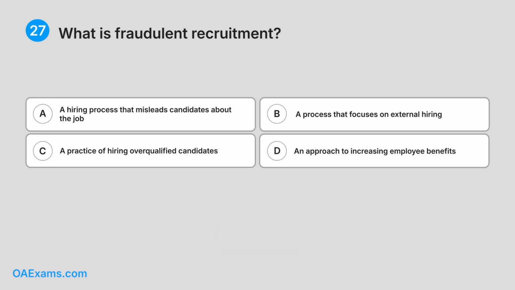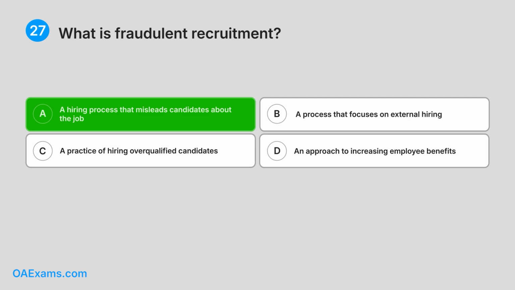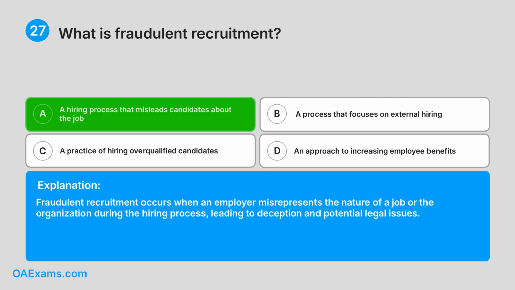Correct answer. A. A hiring process that misleads candidates about the job. Explanation. Fraudulent recruitment occurs when an employer misrepresents the nature of a job or the organization during the hiring process, leading to deception and potential legal issues.